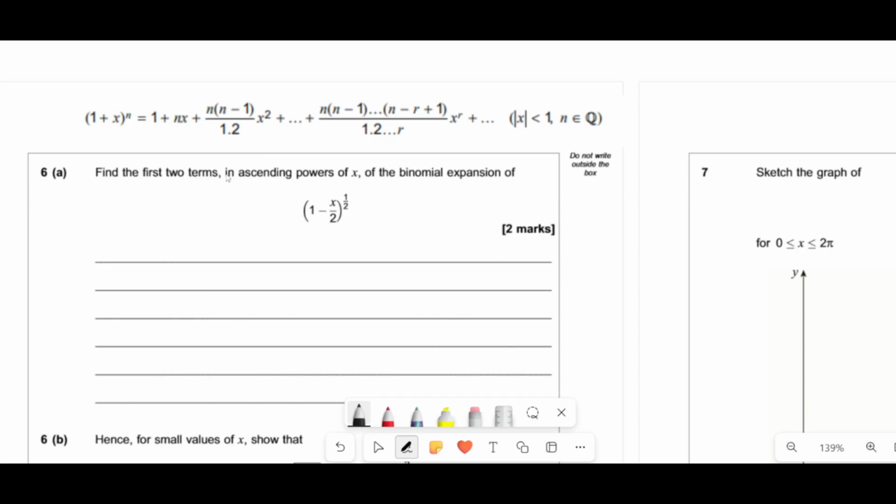So they only want the first two terms, so it's going to be 1 plus nx. So it's going to be 1 plus, and then n is, well, you can see it's n here, and that's a half, so that's a half. And then you can see that's x, and it's nx, but this x has been replaced with this whole thing here, 1 minus x over 2. So take it at very face value, what it means is that x has literally just been replaced with minus x over 2. So if we do that, it would just be 1 minus 1 over 4 x.